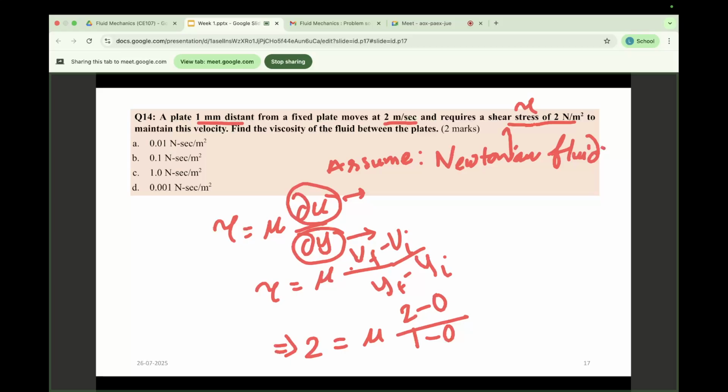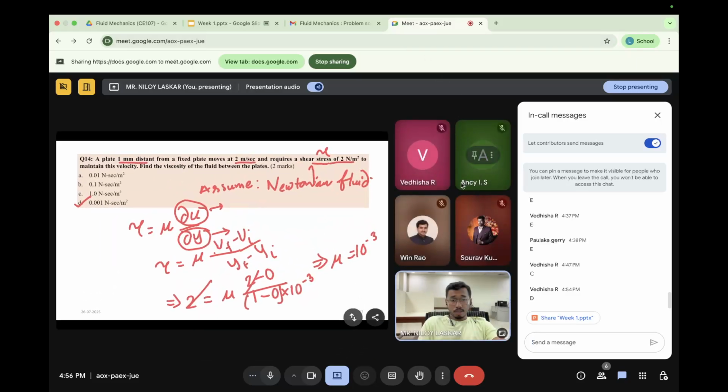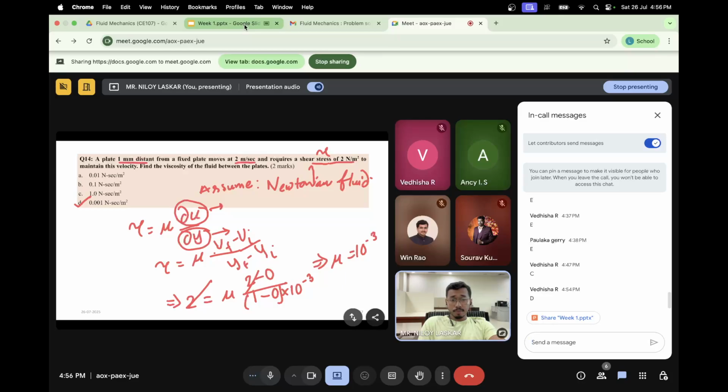And another thing is that it is in millimeters. So we have to convert it into meter. That means 10 to the power minus 3. Okay. So that means 2 and this 2 will cancel out, or we'll get mu equal to 10 to the power minus 3. So option D is the correct answer. Okay. So this is the correct answer.